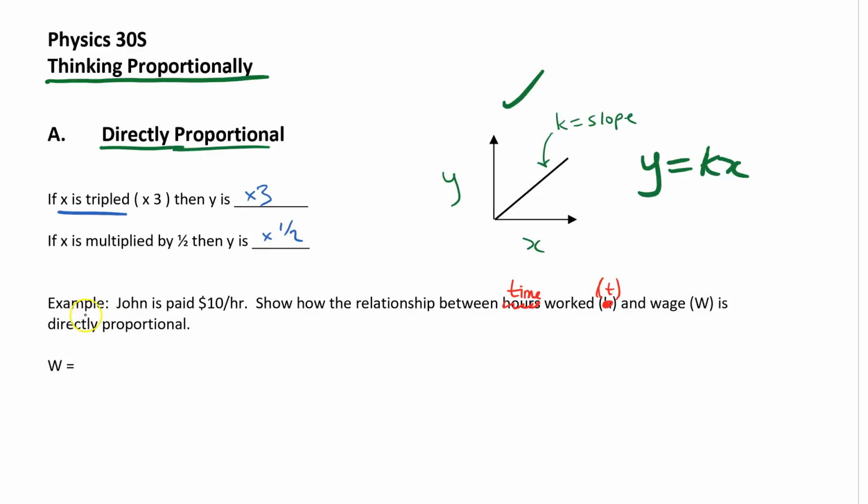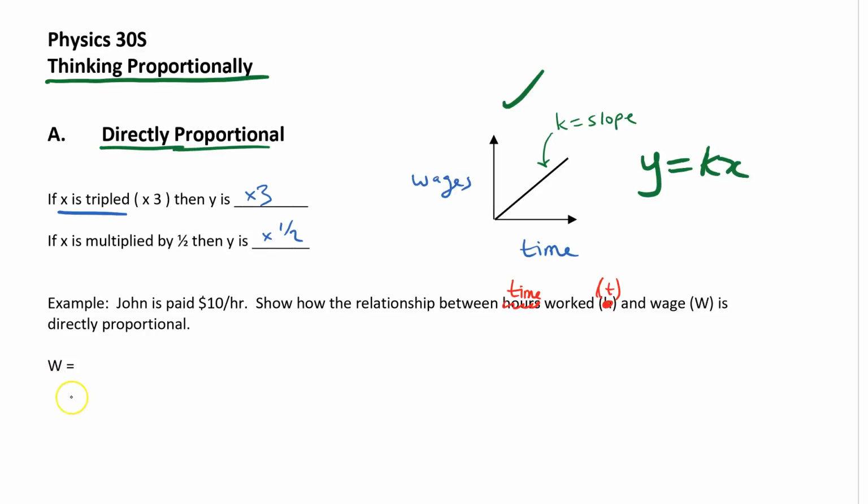Looking at my example here, it says John is paid $10 per hour. Show how the relationship between, I changed this to time, and the units are going to be hours. Okay, so here I could also change this then. This could be time. And over here, this would be wages. So it would be the same idea. Show how this is directly proportional.